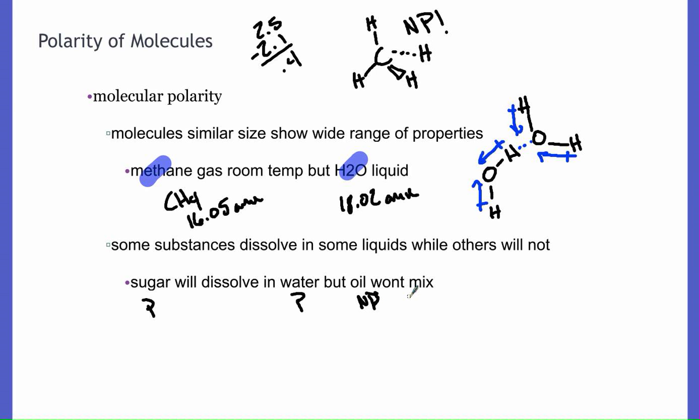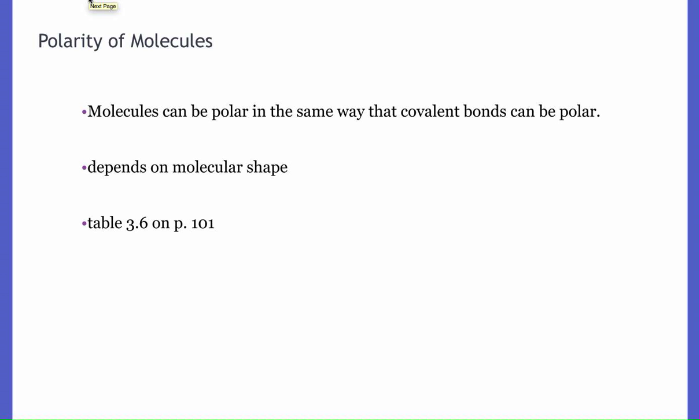So when you have substances that dissolve in other substances, the only way they can do that is if they're like that other substance. Polar dissolves other polar things, whereas nonpolar only dissolves other nonpolar things. Polar and nonpolar do not mix very well. So again, we're trying to figure out the polarity of these molecules, and it can be kind of difficult, but it does depend on the shape.